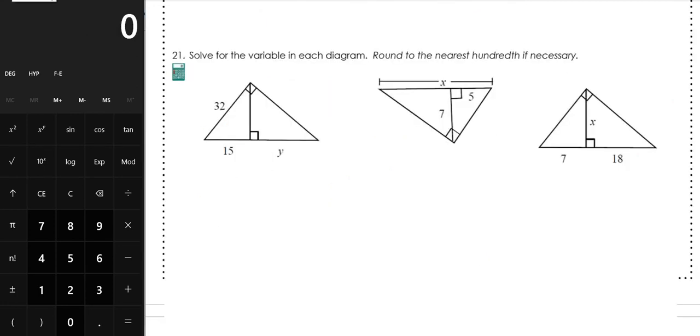For number 21, there are 3 different problems that you have to solve. It says solve for the variable in each diagram and round to the nearest hundredth if necessary. Now, all 3 of these diagrams are related. They picture the same type of thing.